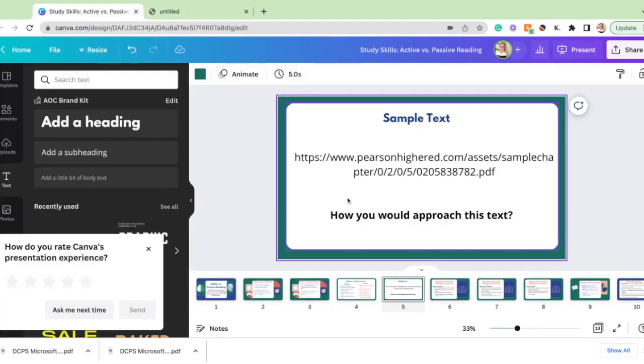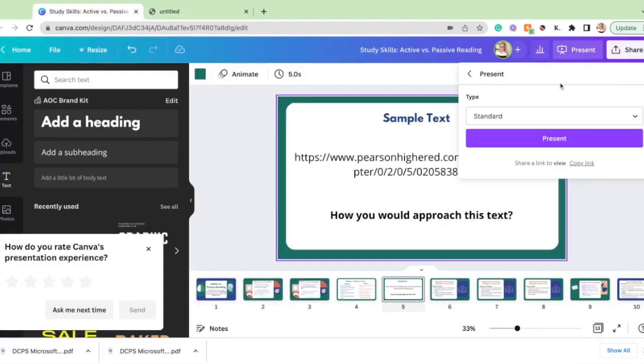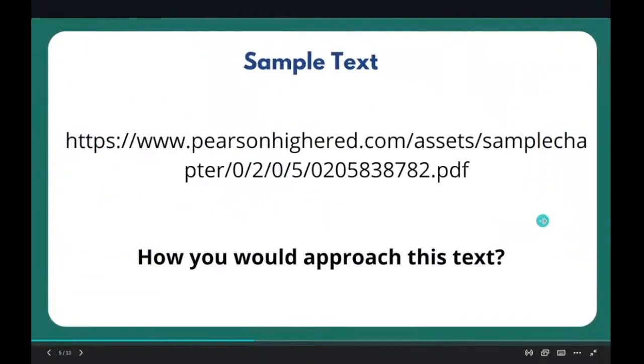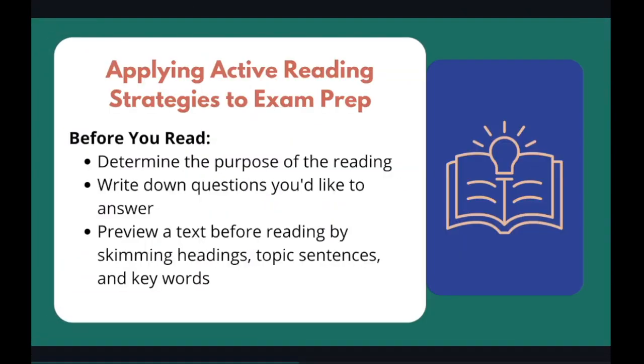Let's jump back here. So we talked about how you would approach this text. Now let's talk about how you would apply those active reading strategies. Before you read, why are you reading, right? If you are reading a chapter on clinical supervision, what do you want to know about that? Do you want to know how it applies to code of ethics? Do you want to know how it applies in hospital settings? There's a variety of different things that you might be wanting to get out of that text.